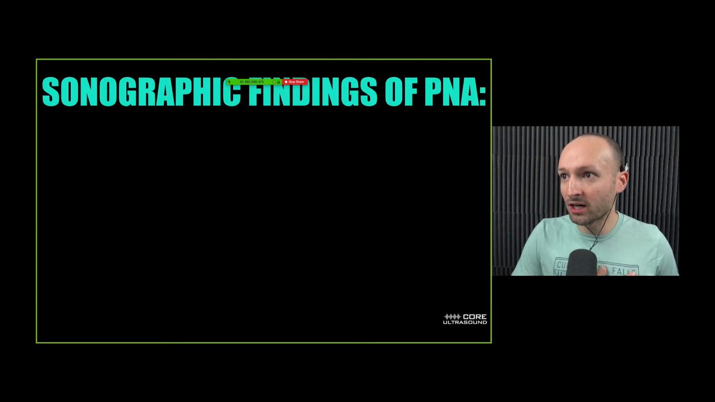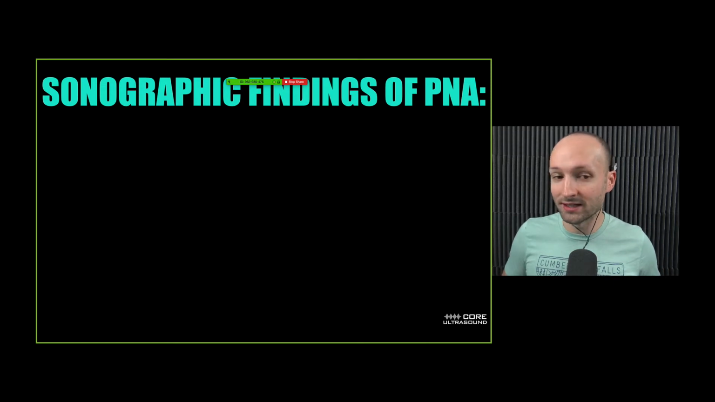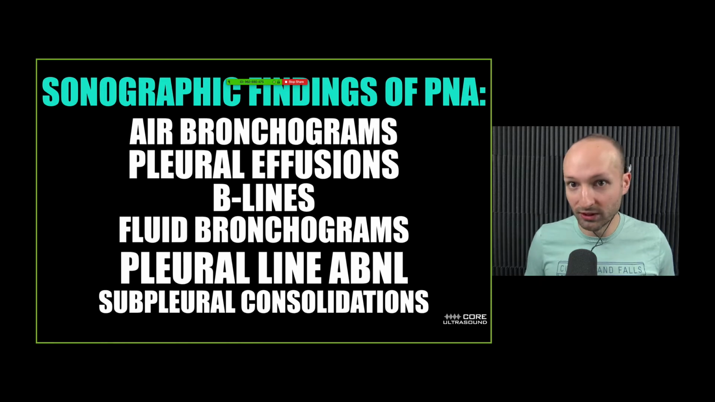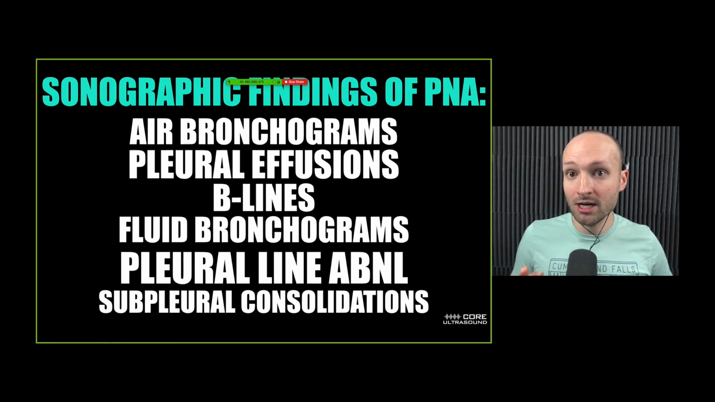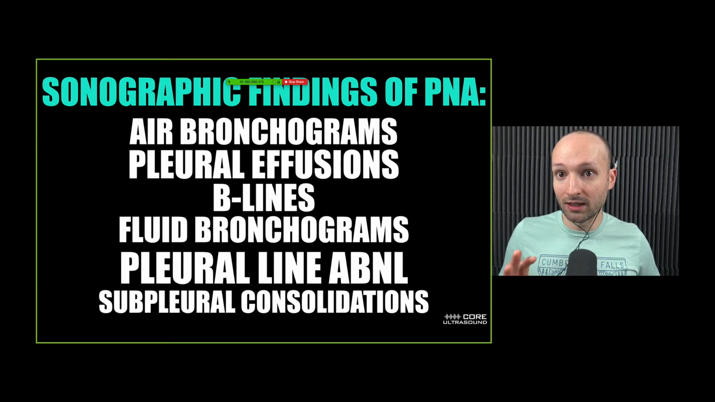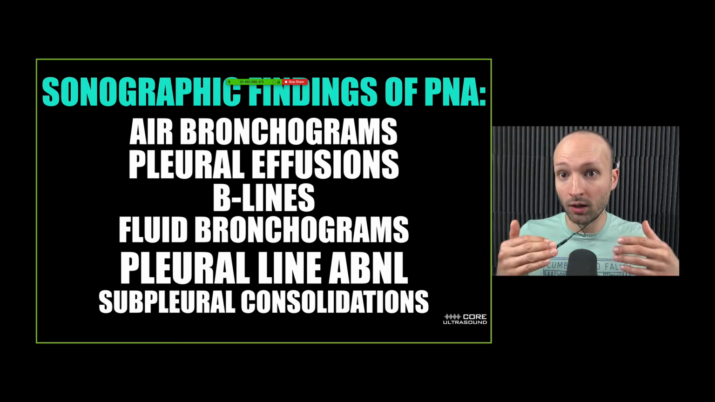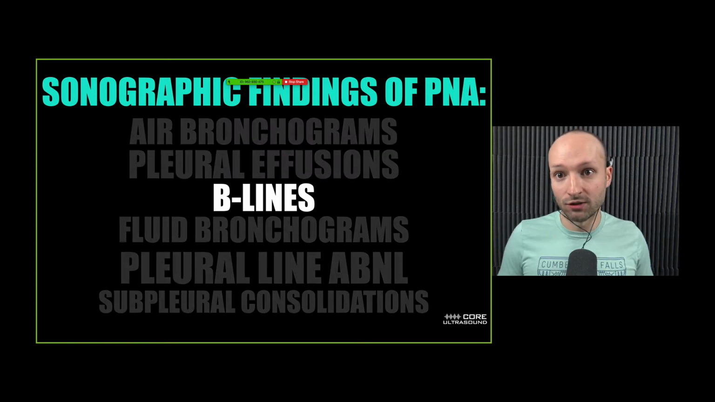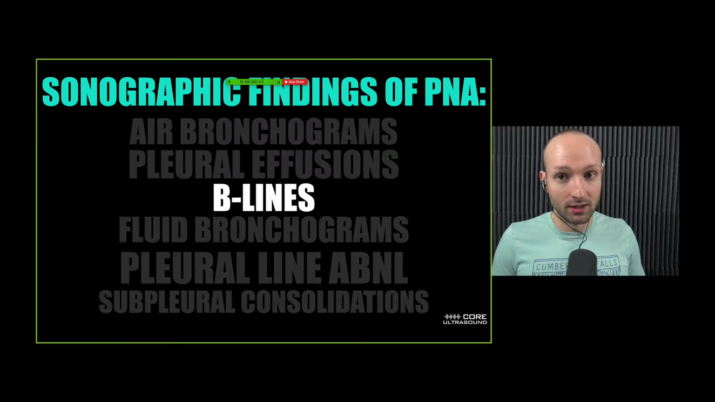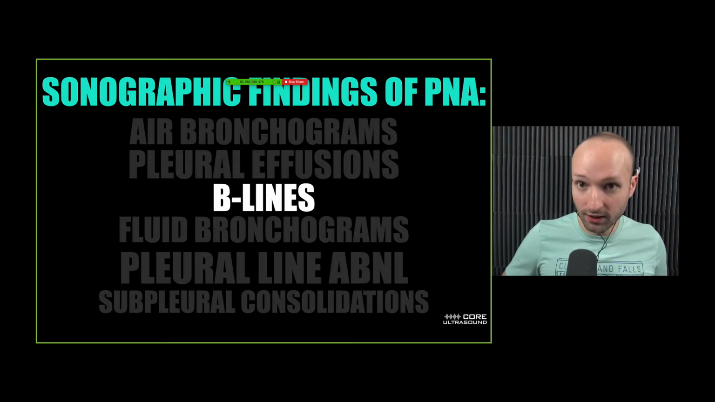All right, so let's talk about the sonographic findings of pneumonia. Now, there are a bunch. There are multiple different ones, and we're going to talk about what each of these looks like in turn. I realize that these are probably going to be a bit of a review for the vast majority of you, but we're going to go through them anyway to make sure we're all in the same spot. So let's talk about B lines first. B lines are present in many different lung pathologies, but they are definitely present in pneumonias.